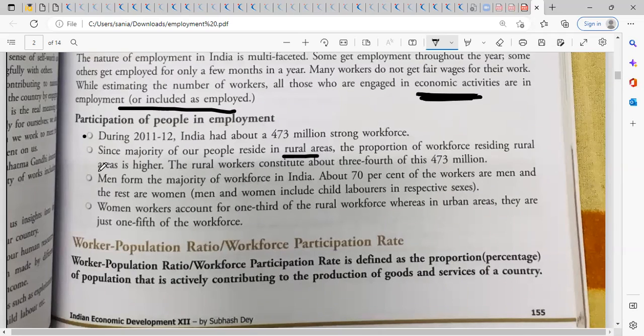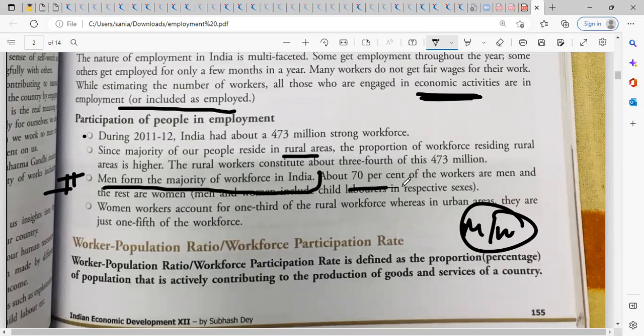Remember one thing over here. If someone asks whether men or women contribute more to the workforce, men form the majority of the workforce in India. Seventy percent out of 100 of the workers are men. Why? Because people feel that women are basically for housework, not for office work or business. In India, this is not a myth, it is a trend: most of the people engaged in work are men, not women. So this is participation.